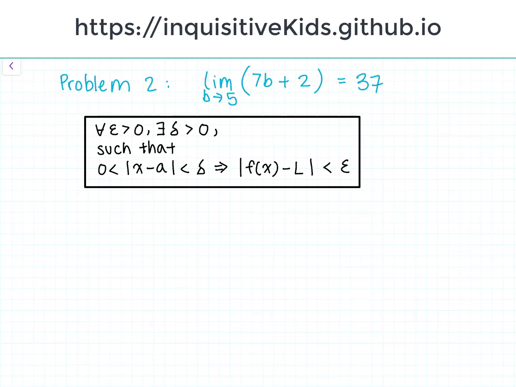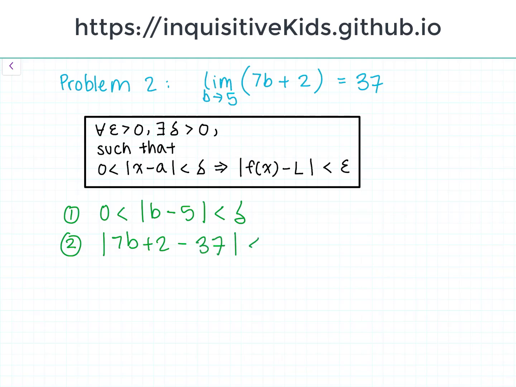The first thing is to write down both of these two conditions. So these are the two conditions that we want to be true. In this case, instead of x as the variable, b is the variable. So that's what we'll use. 0 is less than the absolute value of b minus 5, which is less than delta. And the second condition is that the absolute value of f of x, which in this case is 7b plus 2, so 7b plus 2 minus 37, which is L, is less than epsilon. So what does delta equal? This is what we're trying to find first.